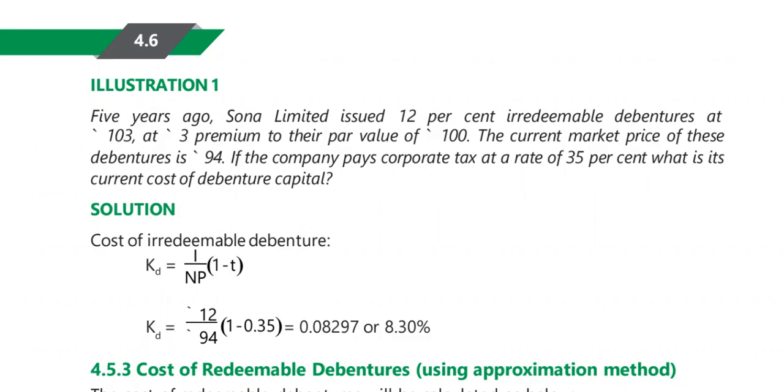Now there is one more formula. If the problem says the debentures are irredeemable, then you have to use the formula KD equal to I divided by NP into bracket 1 minus T. Suppose in the problem it is told that the debt is redeemable, that is, after maturity the debentures are redeemed. In that case this formula will not be applicable, so we need to use one more formula.